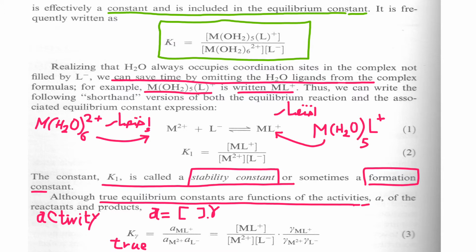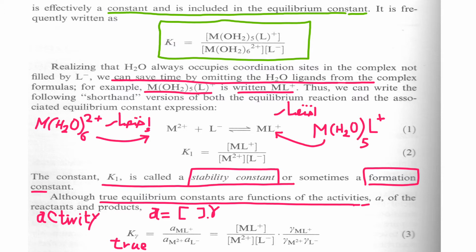We can write M2 plus, as a brief of M(H2O)6 2+, and L minus equals ML plus, assuming all the other five sites are occupied by H2O. Now K1 becomes, briefly, equals the concentration of the complex ML plus divided by the concentration of the metal 2 plus times L minus. And now the stability constant K1, or the formation constant K1, means K1 represents the stability of the complex ML1, or the formation constant for the complex ML1.